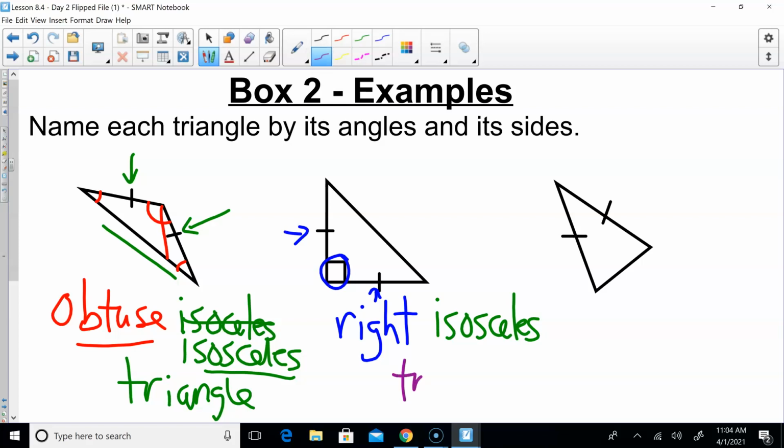And I have a right isosceles triangle. Look at that. All different colors. Why not? A right isosceles triangle. Hopefully you got that as well. Let's look at the last one right now.